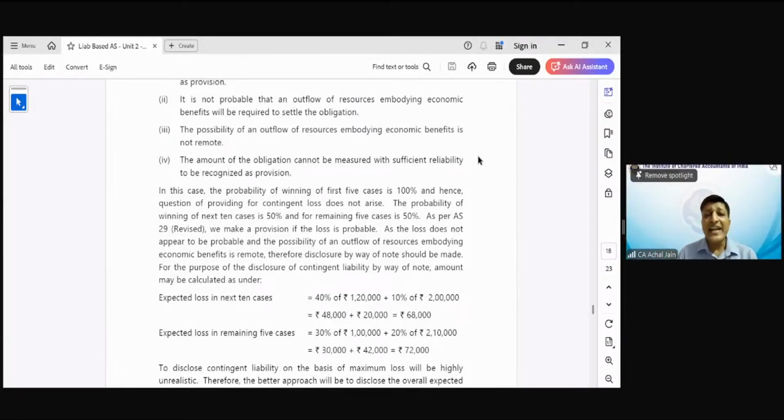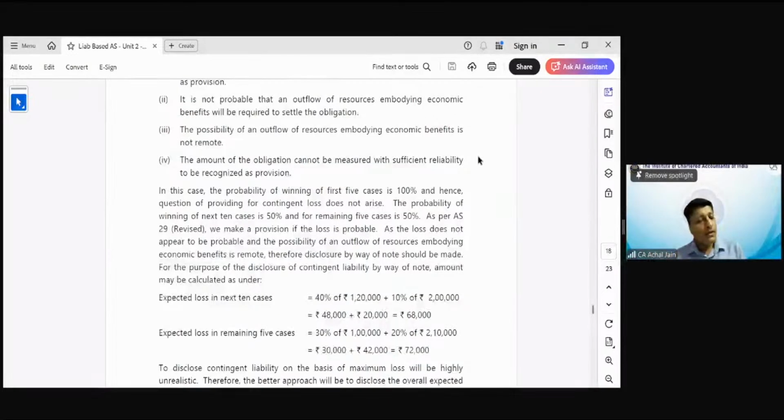Probability of winning the next cases is 50%, and for the remaining 5 cases is 50%. We make a provision if the loss is probable. As the loss does not appear to be probable but the possibility is there, a disclosure will be required by way of notes to accounts. Why? Because 50% chances are there for winning, 50% chances are there for losing. So the next 10 cases, what do you call them as? Contingent liability.